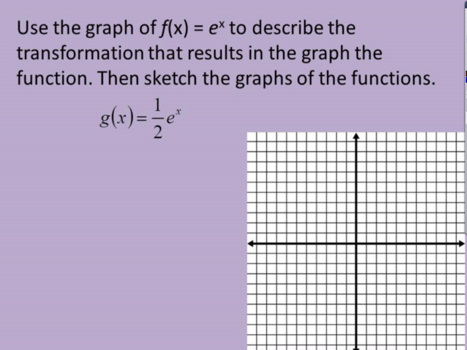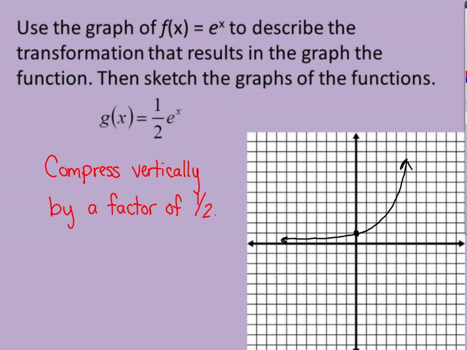Let's look at one more of these. This time we're multiplying the value out in front of the function. So it's on the entire function, so this means it's vertical. But this value is between 0 and 1, so we are compressing it vertically by a factor of 1/2. So if we have our original function, instead of crossing at 0, 1, we're multiplying that by 1/2. So 1 times 1/2 gives us 0.5. So we are going to cross at 0.5. And then we're going to go up to the right and down to the left.